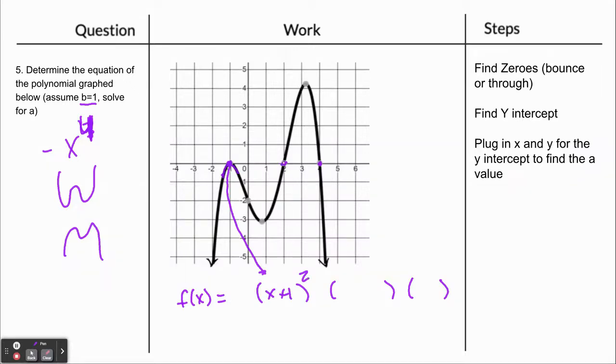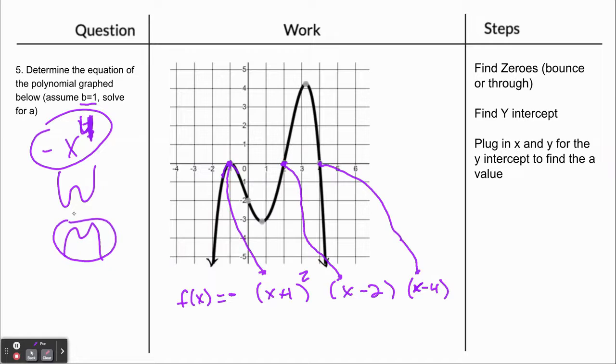My second zero here is positive 2, so I'm going to have x minus 2, because if I plug in positive 2, it would make it 0. And then my last one is going to be x minus 4, because if I plug in positive 4 for the x value, that's going to give me 0. So I have my general format here. Now I know a is going to be negative because, like I said before, a degree of 4 looks like an M.